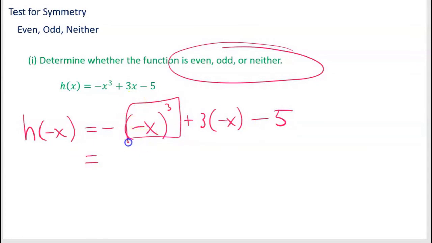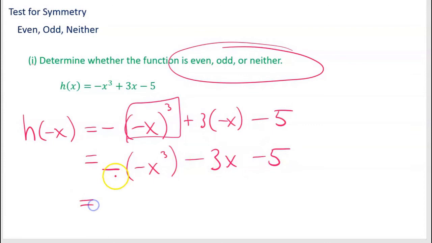When we simplify just this, the negative comes down. Negative x to the third power is negative x times negative x times negative x, which is overall negative x to the third. Now positive 3 times negative x is minus 3x minus 5. Now this negative, think about it as a negative 1 times negative x to the third is positive x to the third minus 3x minus 5.